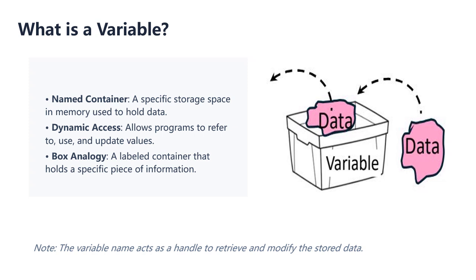To make this easier to visualize, look at this image. Think of a variable as a physical box. Every box needs a label. That's the variable's name. Inside the box, you place a piece of information like a number or a word. Wherever you need that information, you just look for the box with the right label.